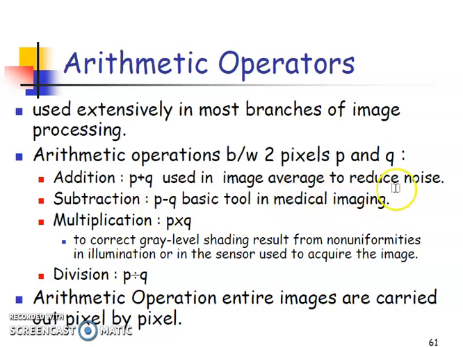While in case of medical imaging, P minus Q, meaning the subtraction operation, can be applied. The multiplication operation is P into Q. In this case, it is used for the correction of gray level shading resulting from non-uniformities in the illumination or in the sensor used to acquire the image, and division is P divided by Q. These arithmetic operations are carried out pixel by pixel on the entire images, meaning the operations are performed on every pixel.